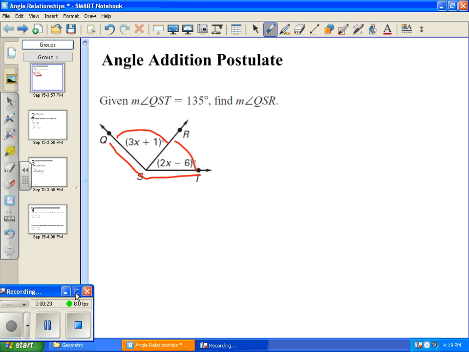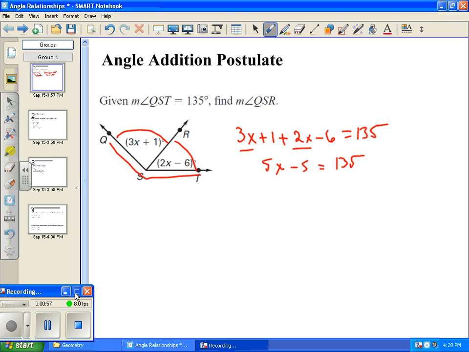So for this problem, we can use the angle addition postulate, which tells us that if we add the two pieces together, it's equal to the whole thing. So we just set up a little equation, 3x plus 1 plus 2x minus 6 equals 135. Before we start solving anything, we want to gather up the like terms. So notice there's an x and x here, so that becomes 5x minus 5 equals 135.